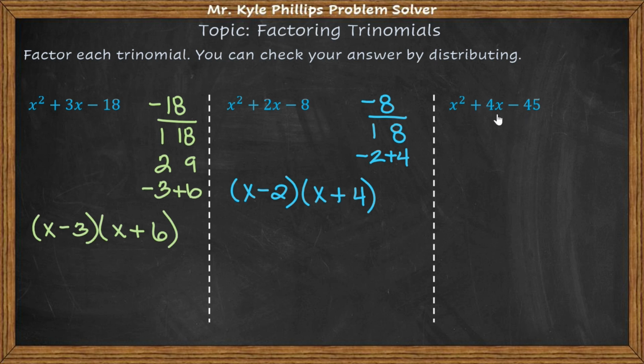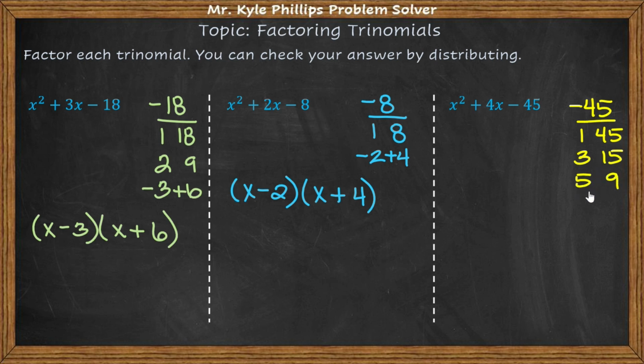All right, so over here we have negative 45. All right, let's look at my factors of 45. 1 and 45. Can I combine these two to get 4? No, I can't. All right, what about 3 and 15? Can I combine these to get 4? No, I can't. What about 5 and 9? Yes, I could. Now, I need to multiply these to get negative 45.